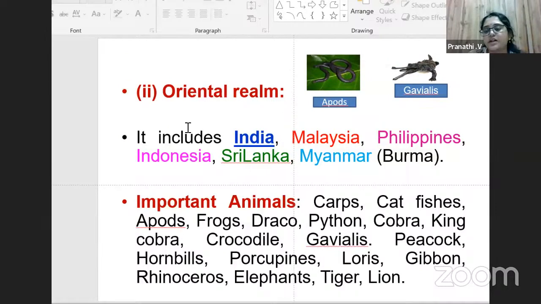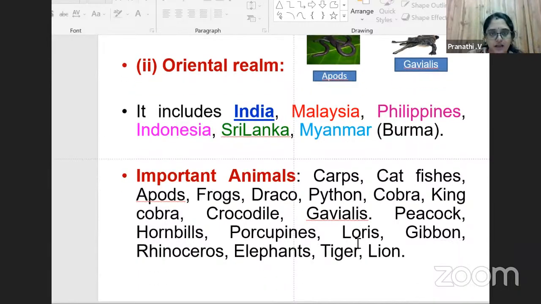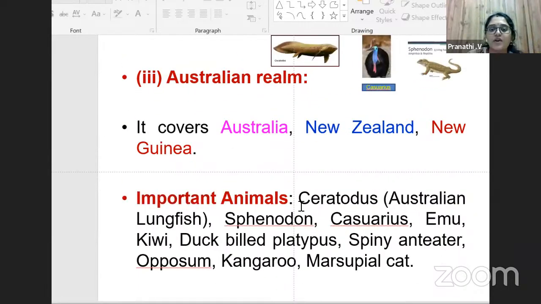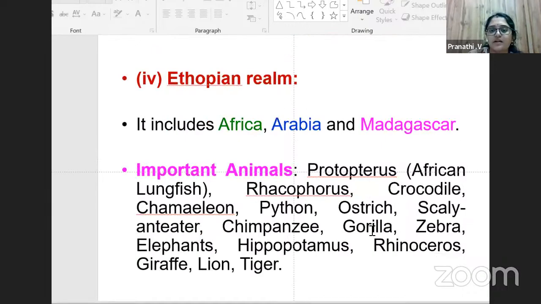So for India, which comes under the Oriental Realm, these are the important animals that are present: the king cobra, the crocodile, the gavialis, the Indian national bird, the peacock, the elephants, the tigers, and the lions. Australia includes all the marsupials that are present. Then you have the opossum, the duck-billed platypus, which is a mammal. And then you have the spiny anteaters and the flightless birds, the kangaroos, the emus, and the ostriches, and the cassowary.